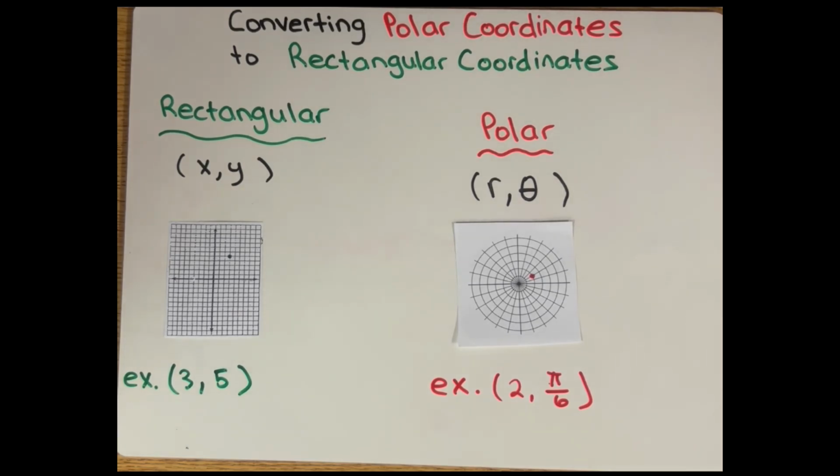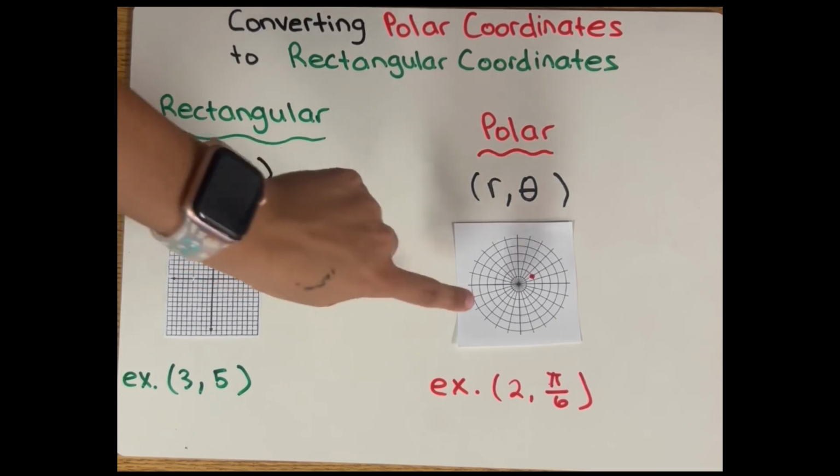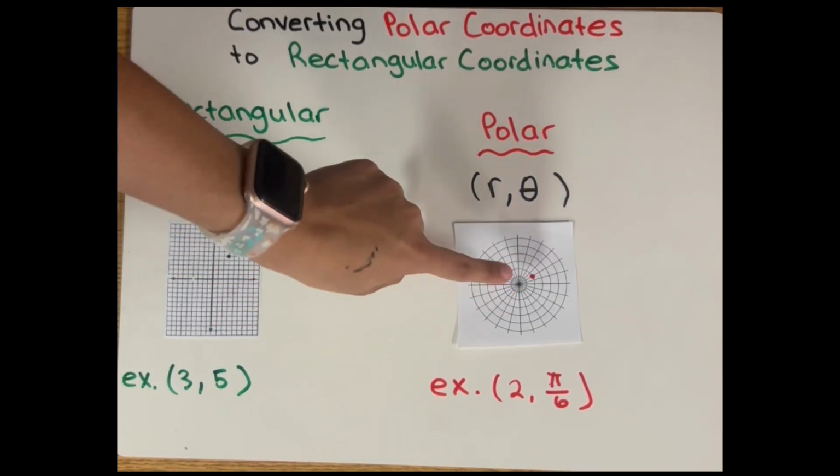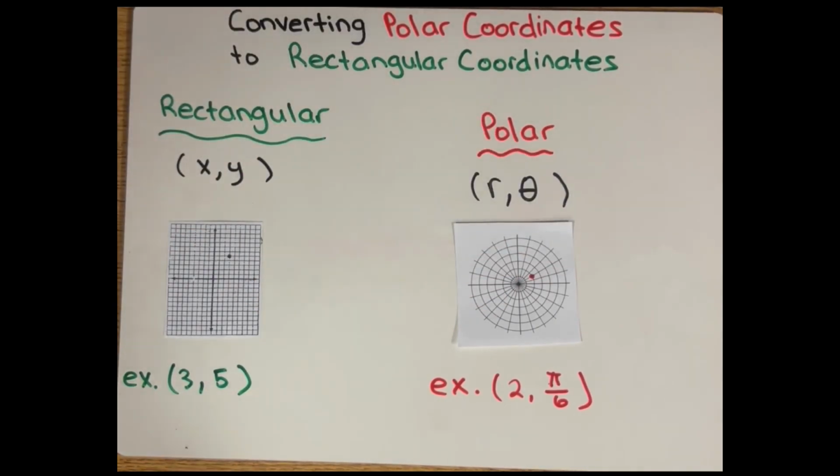Now to the polar coordinates. The polar coordinates is r, theta, which is equal to the radius and the angle, which is theta. So if we had 2, pi over 6, we would have to go to the radius of 2 and the angle of pi over 6. So this is the difference between rectangular coordinates and polar coordinates.